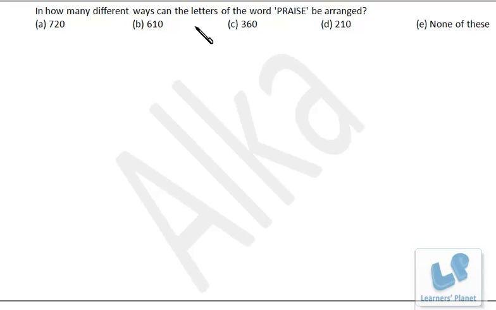Now, in how many different ways can the letters of the word PRAISE be arranged? No repetition is there. 6 letters, so 6 factorial arrangements will be there, and you need to keep that in mind. 6 factorial is 720. Be very fast, right? 5 factorial is 120, 120 into 6 is 720, right? The problem should not take more than 10-15 seconds.